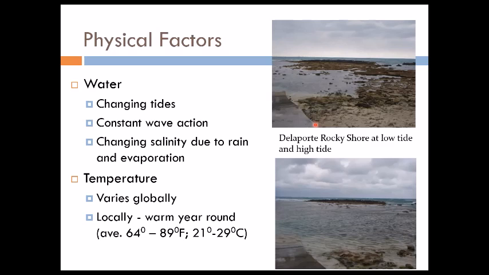In addition to that, you also have change in seasons. At some point of the year, it's going to be summer, and naturally it's going to be warmer. Whenever it's winter, naturally it's also going to be a little bit cooler. Okay, so those are some of the abiotic factors that you find on a rocky shore.